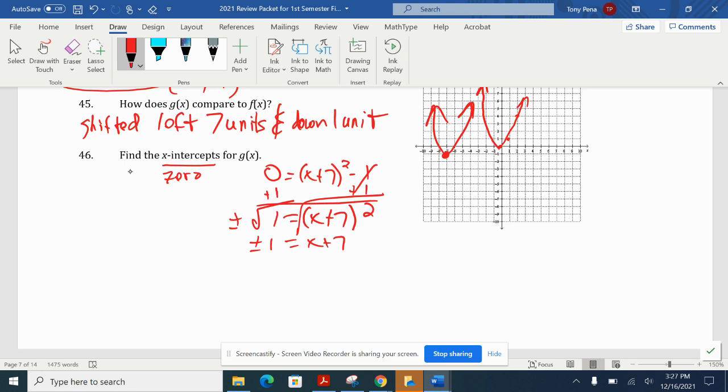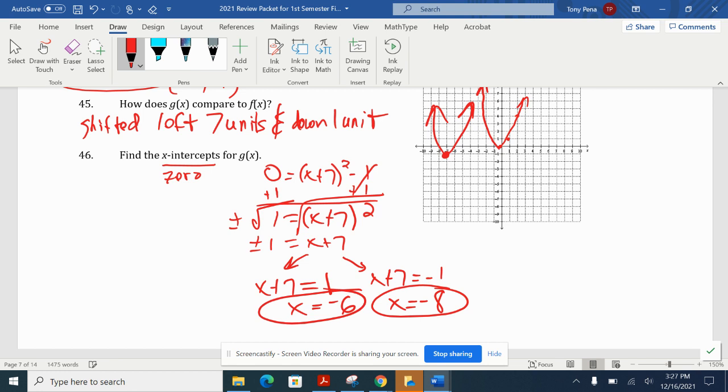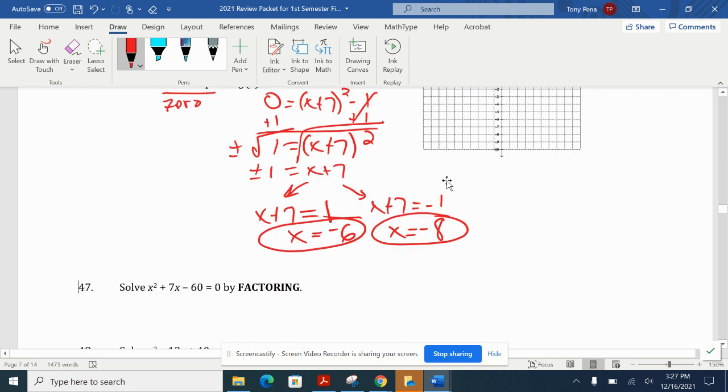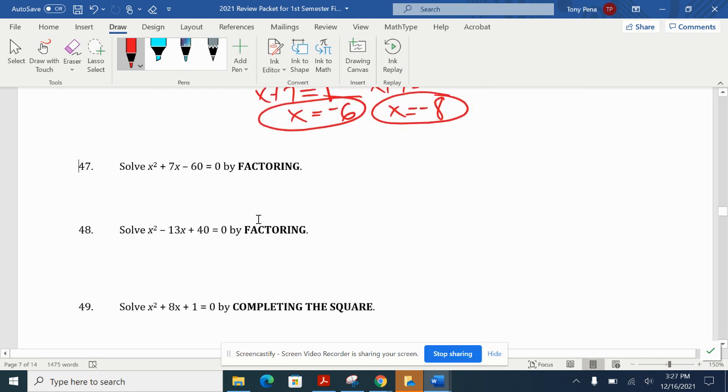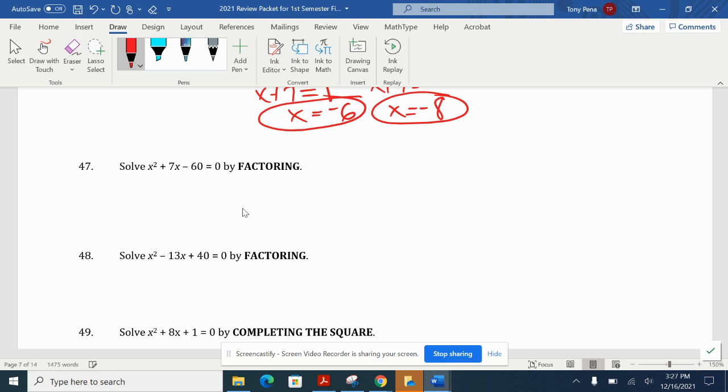And then from there, we set up our two different equations. I'm going to take x plus 7, set it equal to the positive 1. I'm going to take x plus 7, set it equal to the negative 1, and we should get negative 6 and negative 8, which makes sense when I just sketched it in, pretty much where we went through.